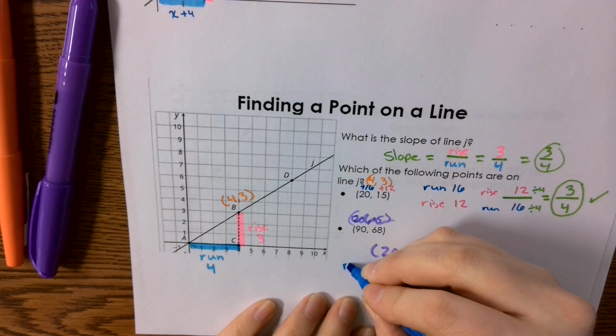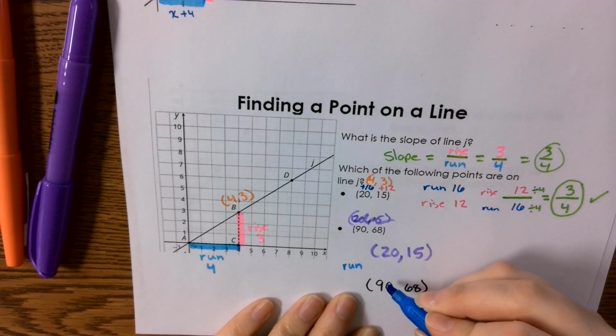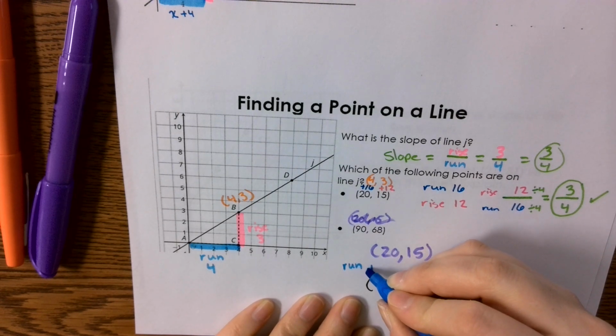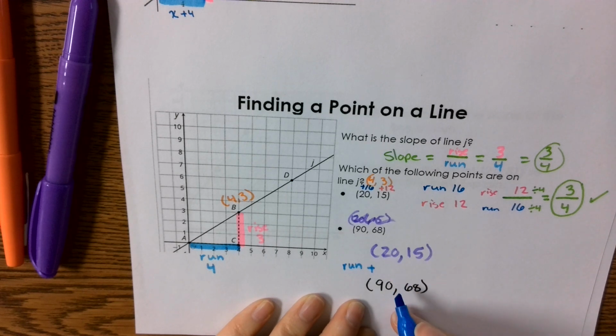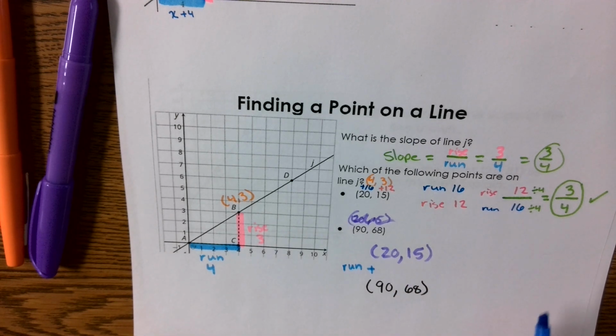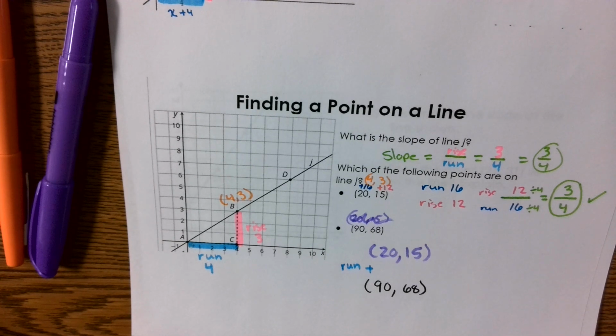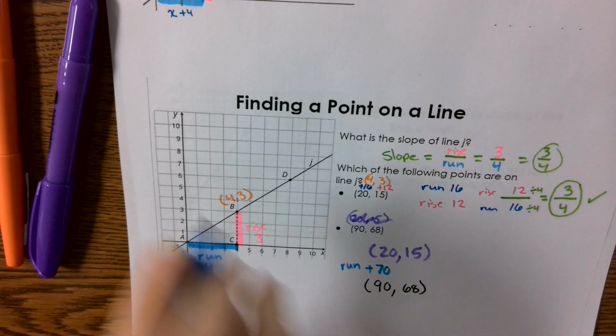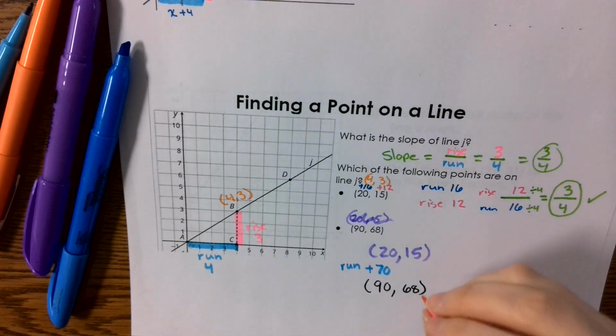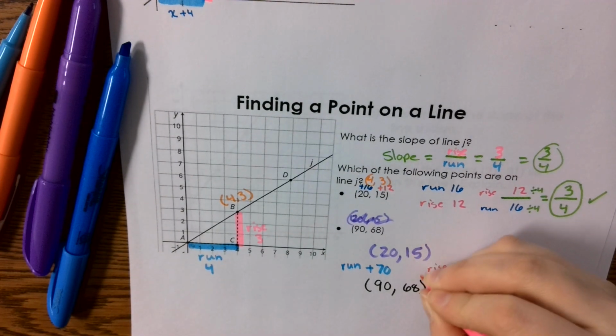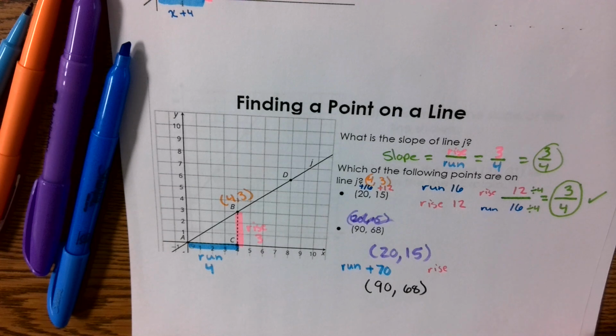So who can tell me what the run would be to go from 20 to 70? What are we increasing by to go from 20 to 70? Oliver, what are we increasing by to go from 20 to 70? I mean 20 to 90. 70. Thank you. Mason, what are we increasing our rise by to go from 15 to 68? 53.